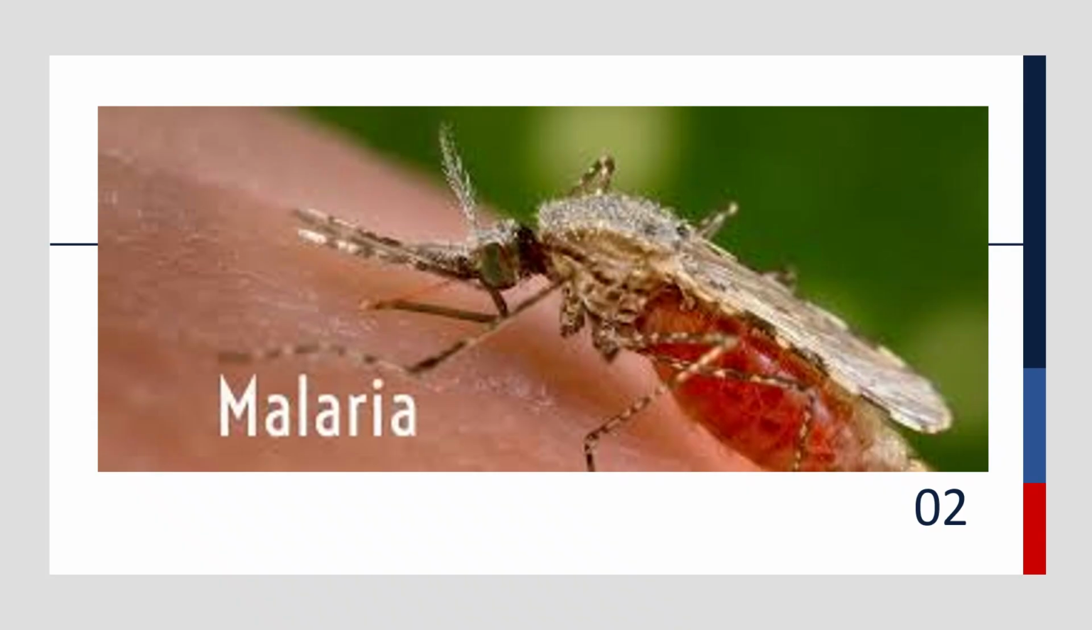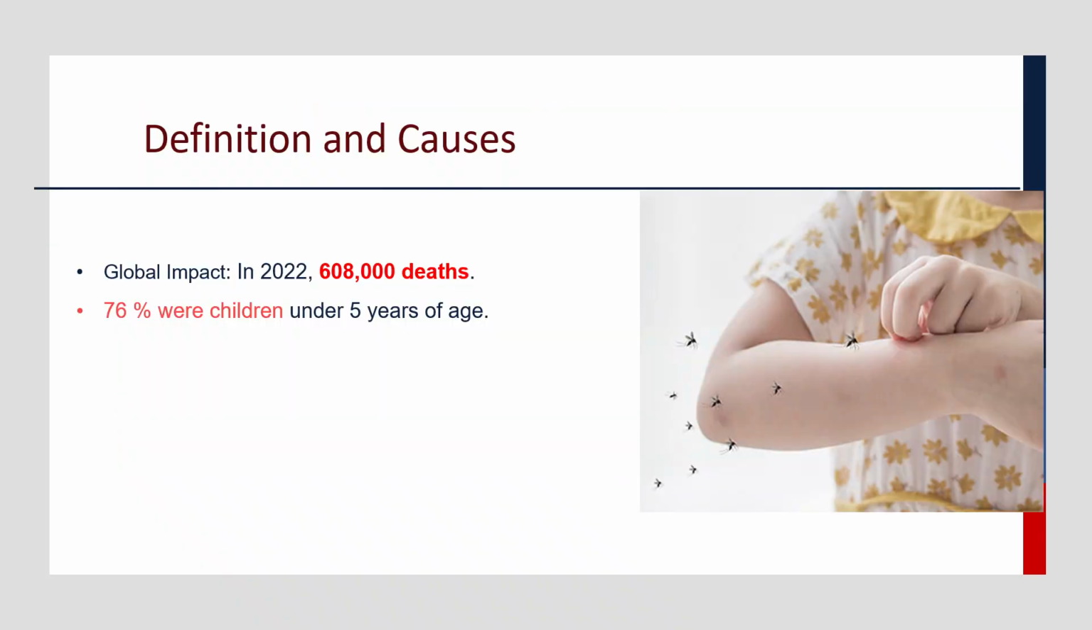Next, we are going to discuss malaria. Okay, malaria, as you know, is a parasitic infection caused by Plasmodium species, and it is transmitted by Anopheles mosquitoes. So what IMCI is focusing on is early detection, treatment, prevention, and prevention of complication and reduction of mortality in children.